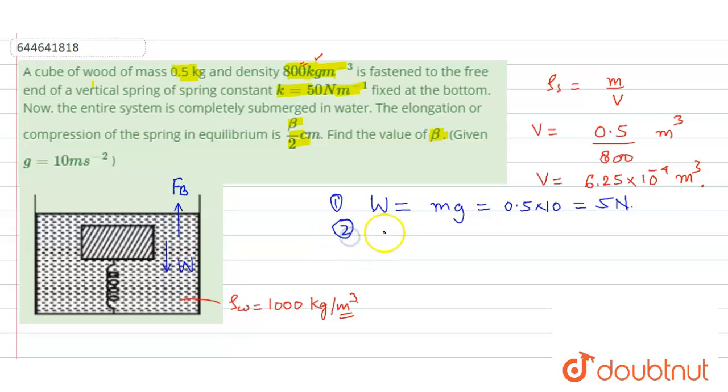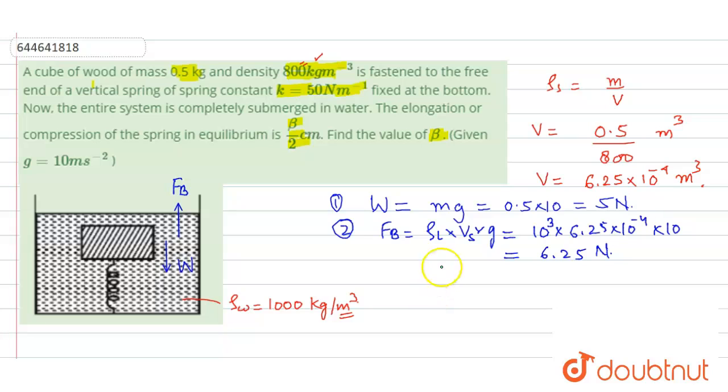The buoyant force is simply equal to the density of the liquid times the volume of the solid submerged times g. Here you can see that the entire block is submerged in the water, so we will take the entire volume. So this is 10 raised to the power 3 because this is water. Volume submerged is 6.25 into 10 raised to the power minus 4, and if we take g as 10, what we get is 6.25 Newton.